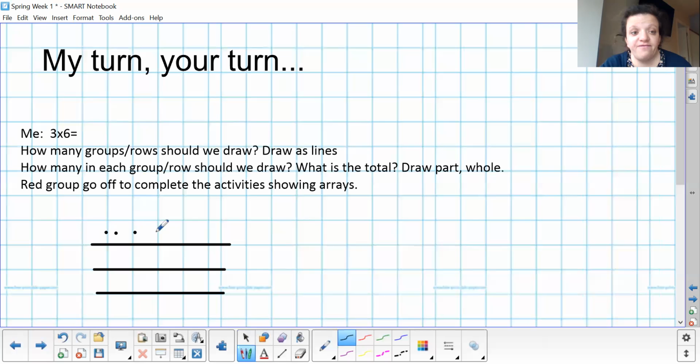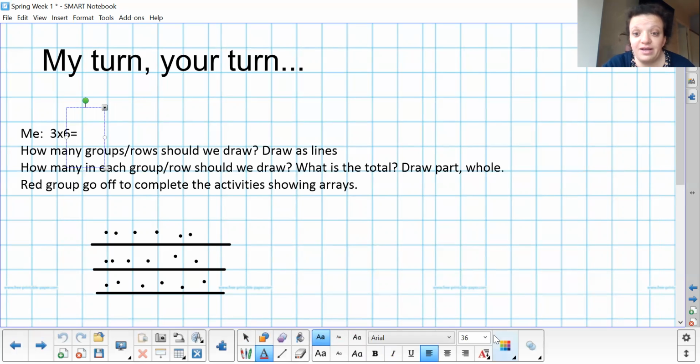1, 2, 3, 4, 5, 6, in each row. Or you can do it bigger circles than me, and you can draw them so that they actually are in line with each other. So you may want to do it a different way and make sure they line up so you can count them. Okay, now how much have we got all together? What's our total? Well, we can count in 6s or we can count them individually, and we've got 6, 12, 18. So my answer up here is going to be 18.